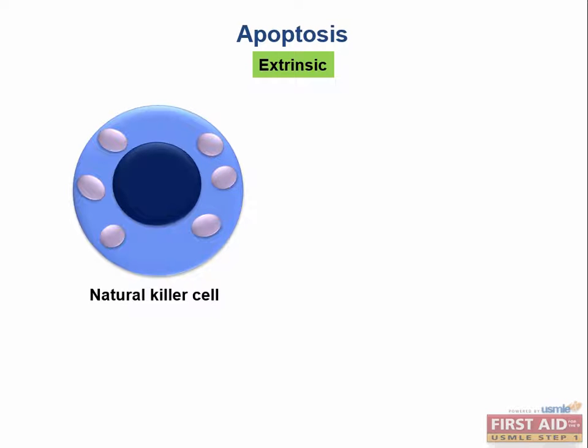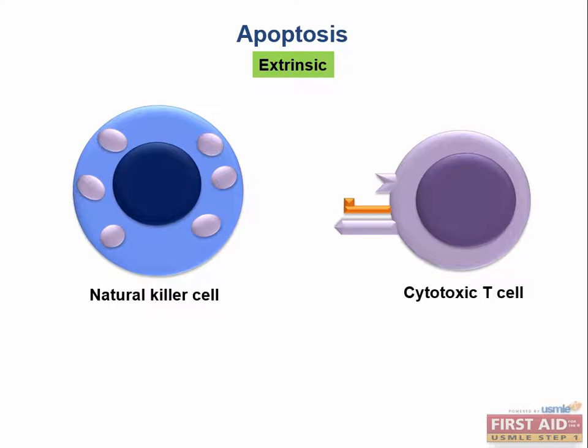Okay, so now that we talked about intrinsic apoptosis when the signal originates on the inside, now we're going to talk about extrinsic apoptosis when the signal originates on the outside. And really there's two main examples of extrinsic apoptosis, and both of those examples are just two types of cells. We're going to talk about natural killer cells, and the next one we're going to talk about cytotoxic T cells. Both these cells tell other cells that they need to undergo apoptosis.